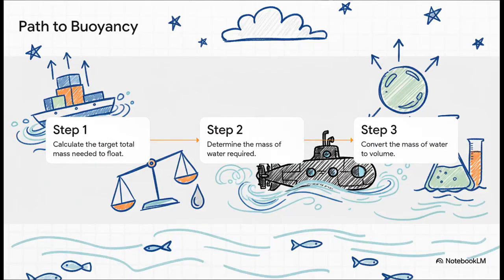All right, ready for the solution? I know this problem can look a little complex, but really it just breaks down into 3 logical steps. First, we need to figure out what the submarine's total mass should be to perfectly match the seawater's density.